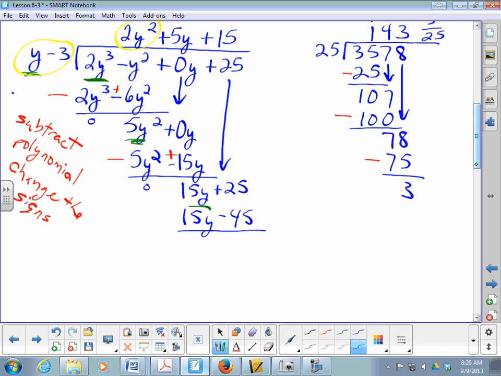So after multiplying, we always subtract. When we subtract the polynomials, we change the signs. So this is a 0, and 25 plus 45 is 70. So it doesn't go into it evenly, does it? And so my answer then would be 2y squared plus 5y plus 15 plus 70 over y minus 3.